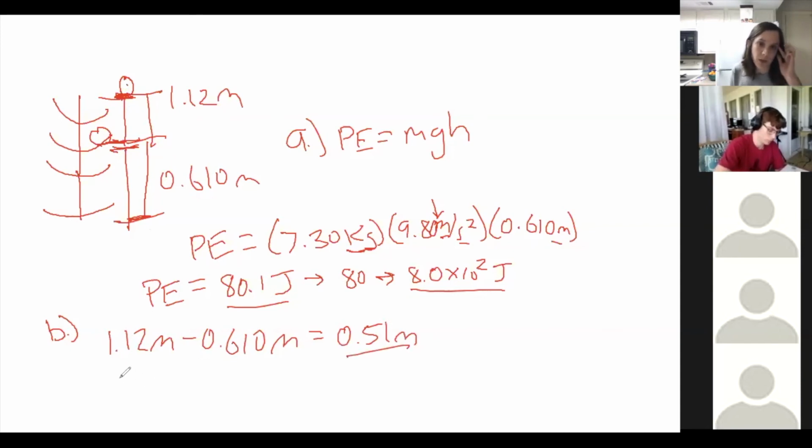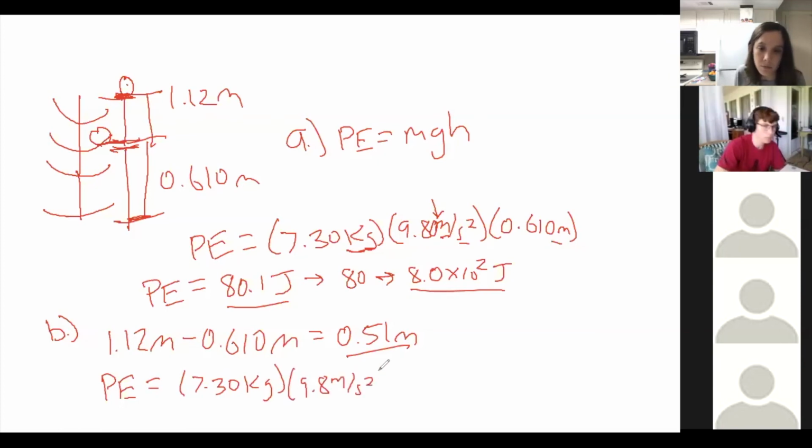So at this point now we can use the same equation we used up here. So the mass is 7.30 kilograms. G is 9.8. And then height 0.51. So that would give us 36.5 joules.